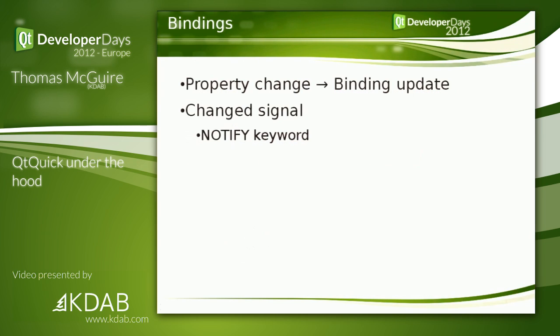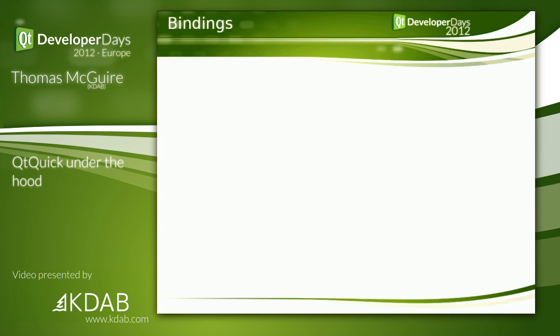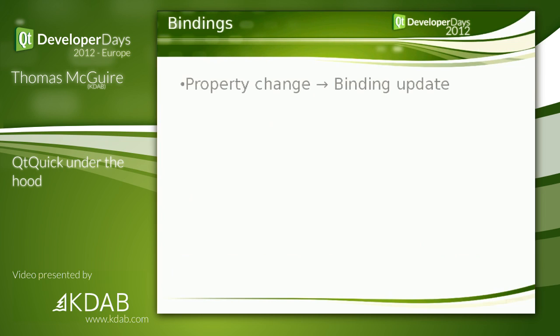Right? Not much magic. So we have two connections here. We connect to heightChanged and widthChanged, and to one slot. In that slot, the JavaScript expression is re-evaluated. Also not much magic. It's just all done automatically, so you don't have to come up with lots of connect statements in your code.